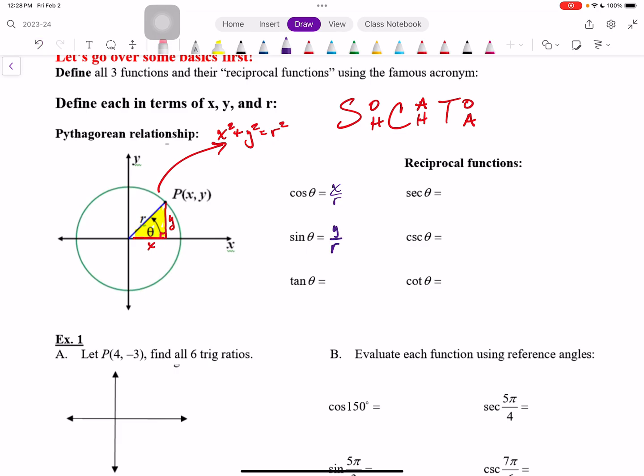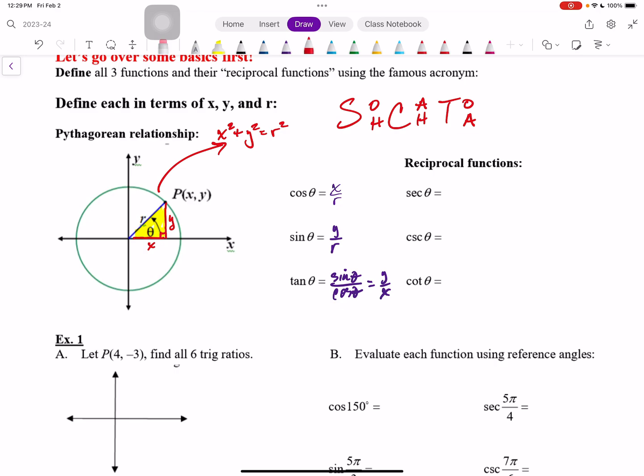Tangent can be defined in terms of sine and cosine first, so I'm going to do that first. So it's going to be defined as sine of theta divided by the cosine of theta. But if you look on the diagram here and you take the tangent of theta, well, that's the opposite side y divided by the adjacent side x, and so I can rewrite this as y divided by x. Knowing that, you can get the reciprocal functions.